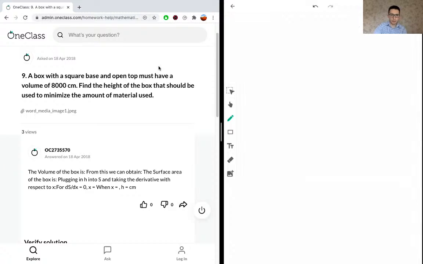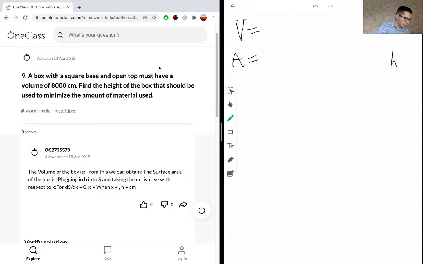So we have two terms that we need to define. So we have volume is equal to something, and then we have surface area is also equal to something. And we're trying to minimize the surface area and find the height of the box. So we have a term h that we need to find the value for when the volume is 8,000 centimeters squared.